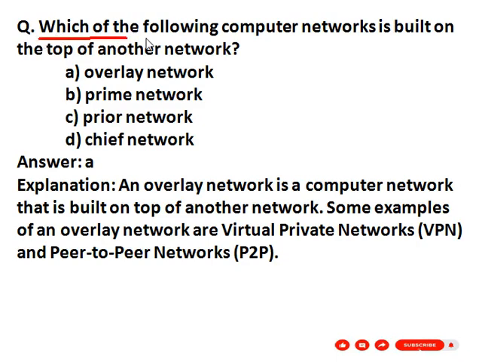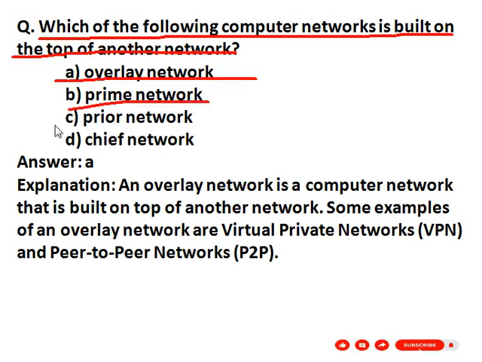Which of the following computer networks is built on the top of another network? Given options are A, overlay network, B, prime network, C, prior network, D, shift network. Given options our correct answer is option A, overlay network.